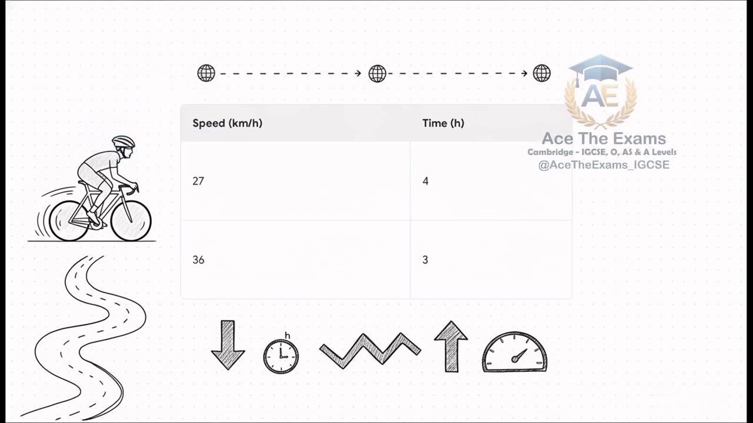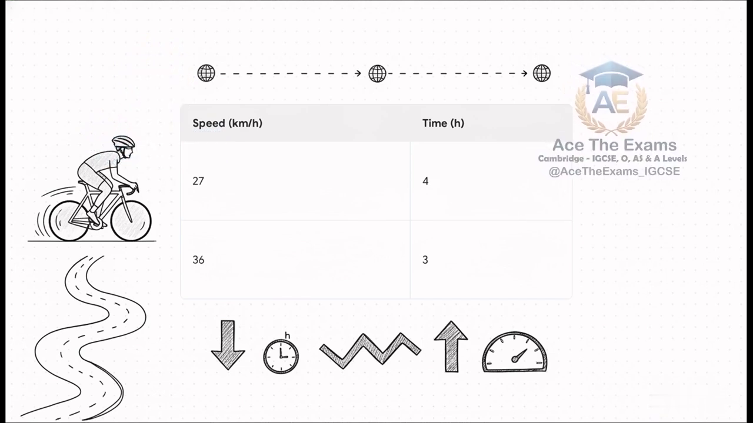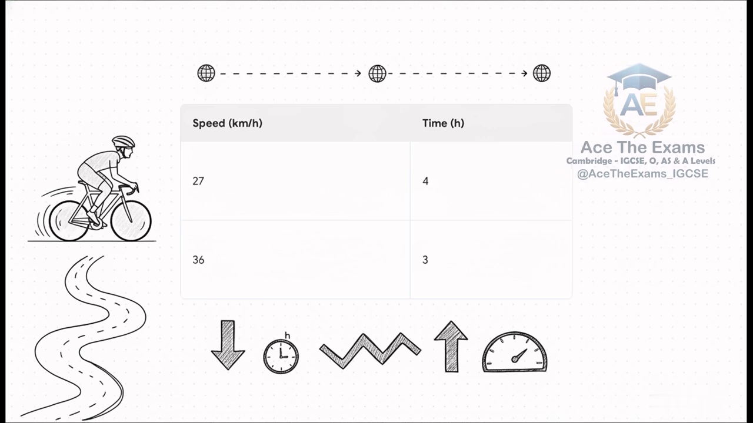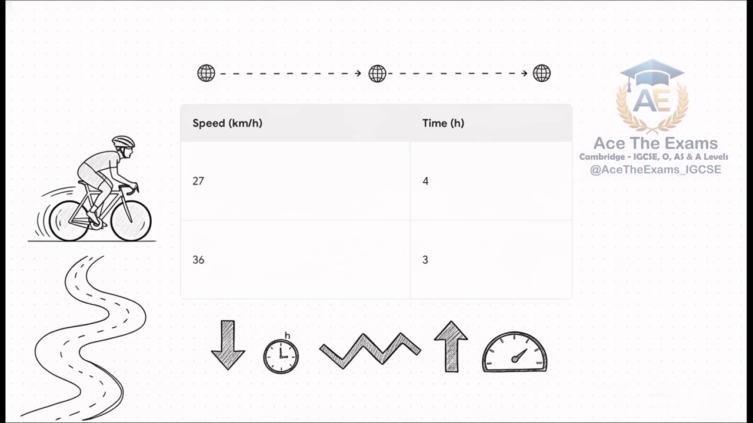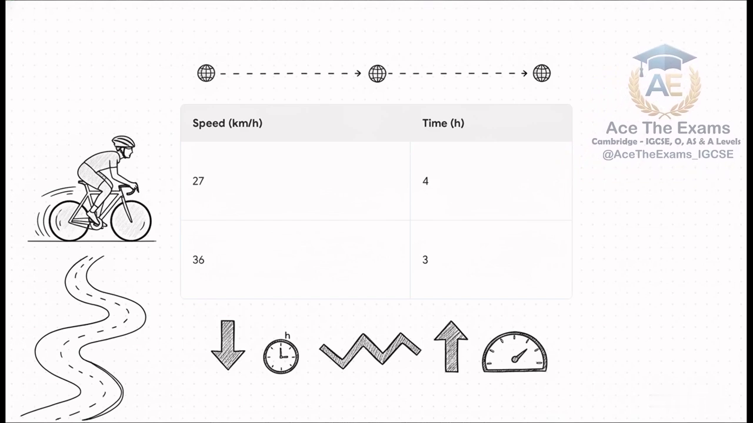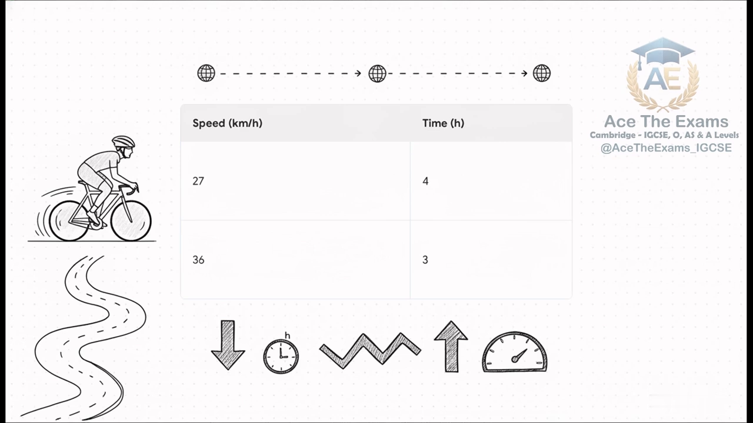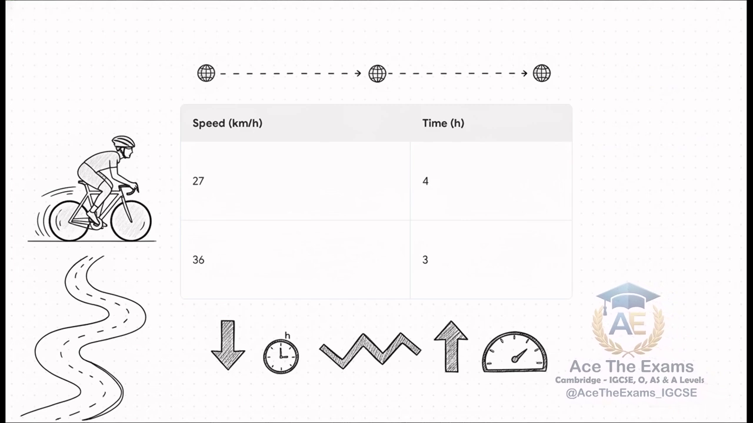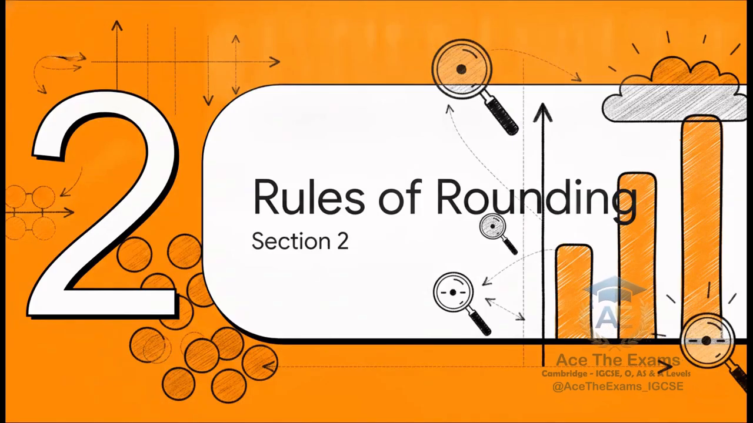If she wanted to do the whole thing in just 1 hour, she'd have to cycle at an impossible 108 kilometers per hour. We get that by multiplying her original 27 kilometers an hour by the 4 hours it originally took. To figure out the speed for a 3-hour trip, we divide that total 108 by 3, and boom, that tells us she must increase her average speed to 36 kilometers per hour. As time goes down, speed goes up. Perfect inverse proportion.